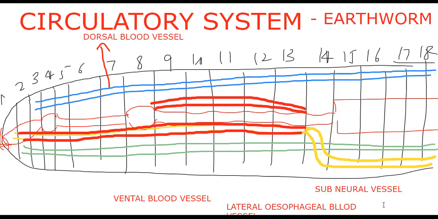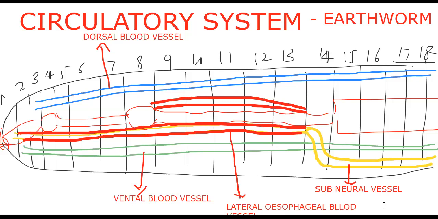I think all are visible. Now, the green one is the ventral blood vessel. And who is the lateral? This is the lateral esophageal blood vessel. And this is the subneural blood vessel. Next, the connections. We have to go through the connections.